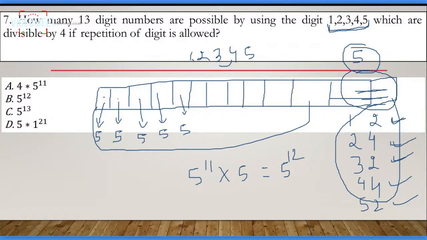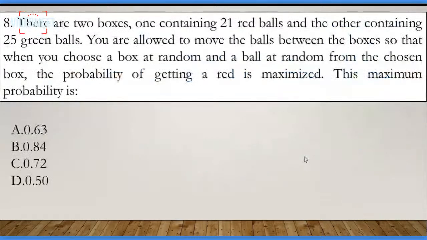Okay. Now, please try this one. It is a very easy and very interesting question. There are two boxes, one containing 21 red balls and the other containing 25 green balls. You are allowed to move the balls between the boxes so that when you choose a box at random and a ball at random from the chosen box, the probability of getting a red is maximized. The maximum probability is.